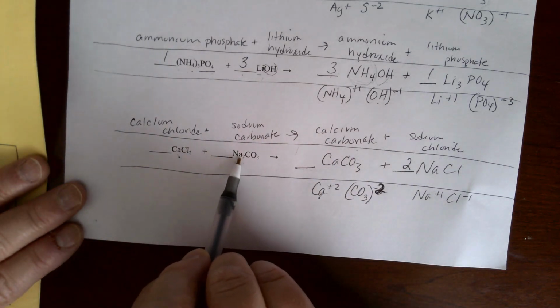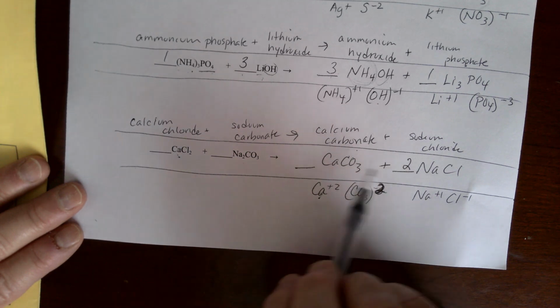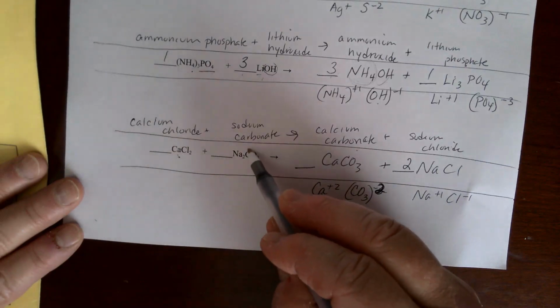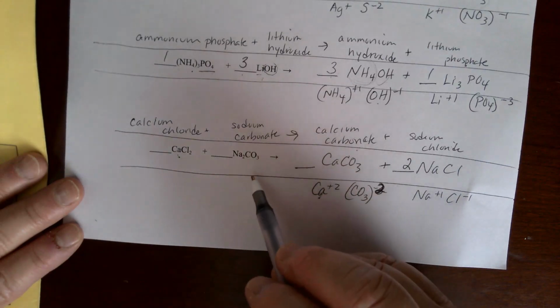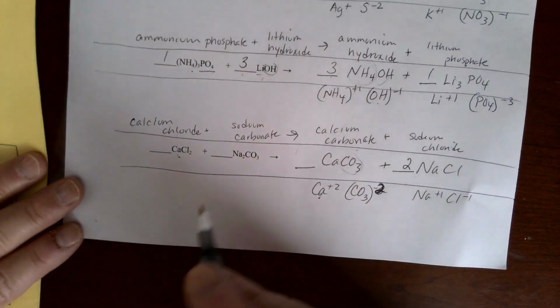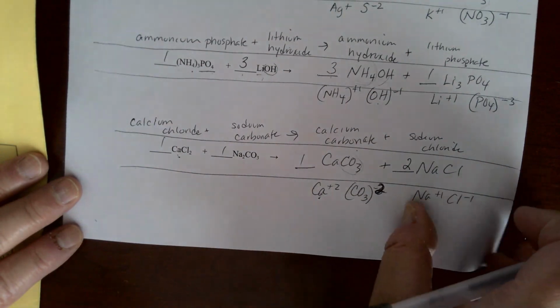Next element I see is sodiums. There are 2 on the left, but I have just corrected that when I put the 2 in front of the NaCl. So sodiums are 2 apiece on both sides. CO3, that is carbonate. There is 1 carbonate in this formula. There is 1 carbonate in this formula. So this equation is balanced at 1, 1, 1, 2.